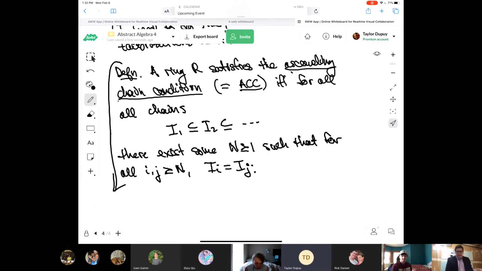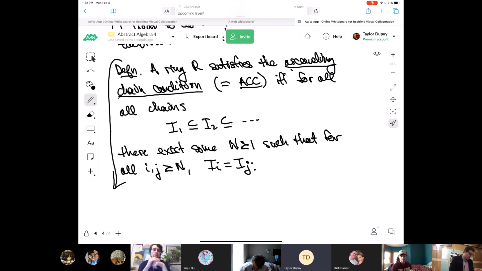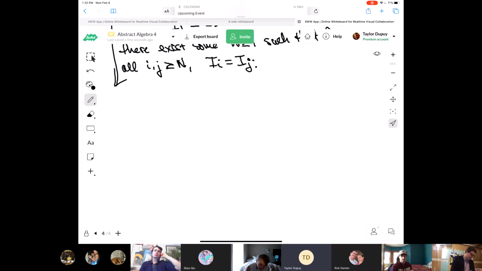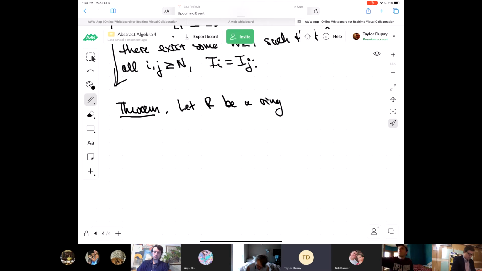So at some point you're going to max out, and then all the ideals become the same. Okay, so then the theorem that I want to prove is that, let R be a ring. The following are equivalent.